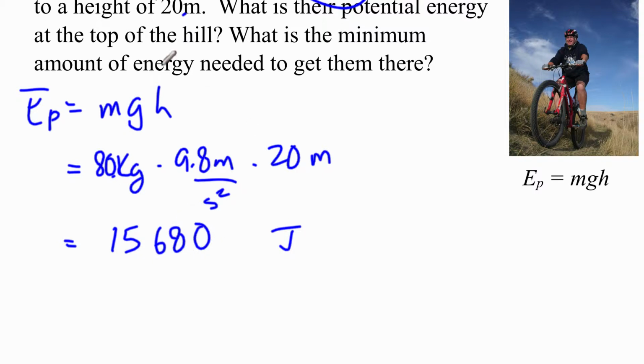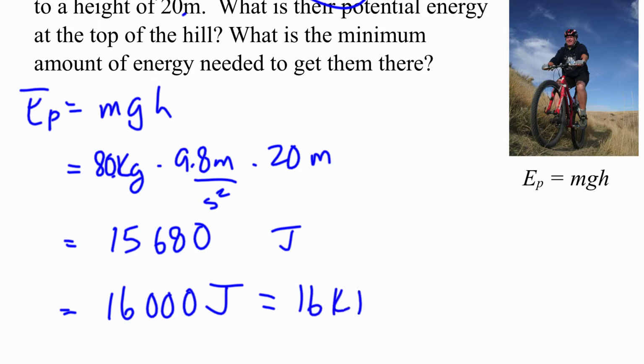Probably should convert that. We could convert it, but I need two sig figs, so I can only give 15. This is greater than 5, so I'll give it 16. So this would be like 16,000 joules. But you could also convert that to kilojoules. So move it over 3, which is equal to 16 kilojoules of energy. So that's how much energy that biker will have at the top of a 20-meter hill. Stored energy.